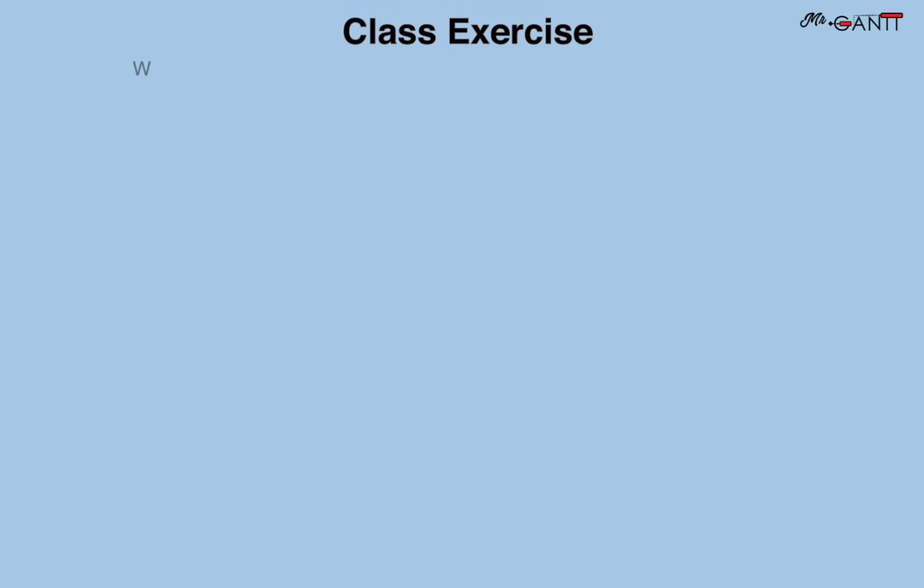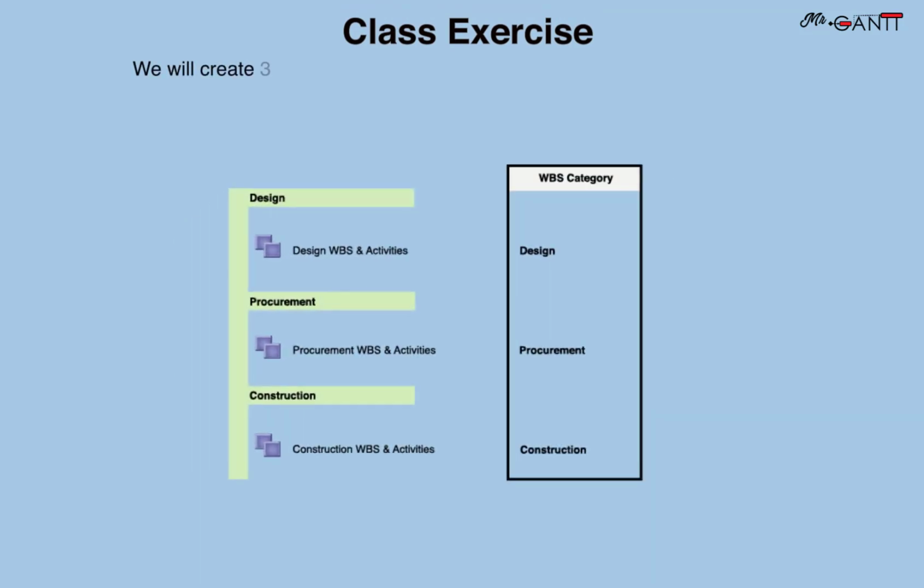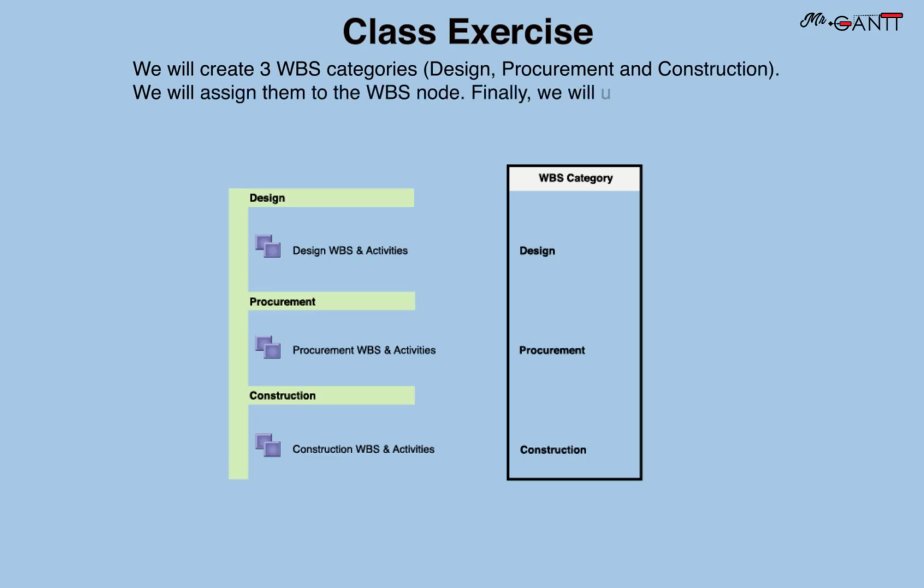Welcome to our class exercise. We will create 3 WBS categories: design, procurement, and construction. We will assign them to the WBS node. Finally, we will use the group and sort by functions to organize the activities. Let's have a look how it works in P6.